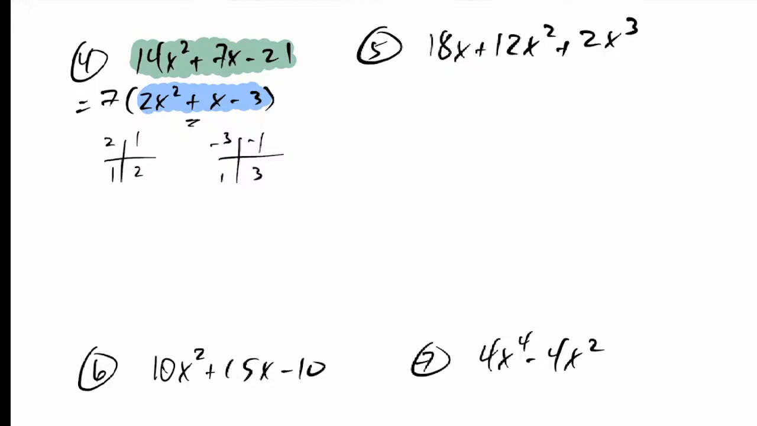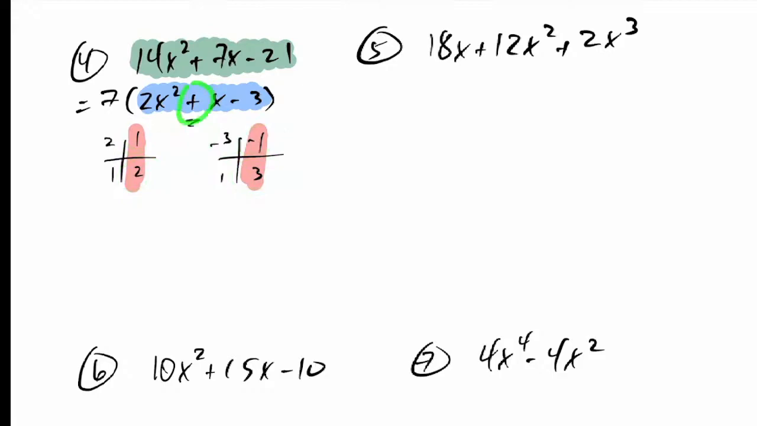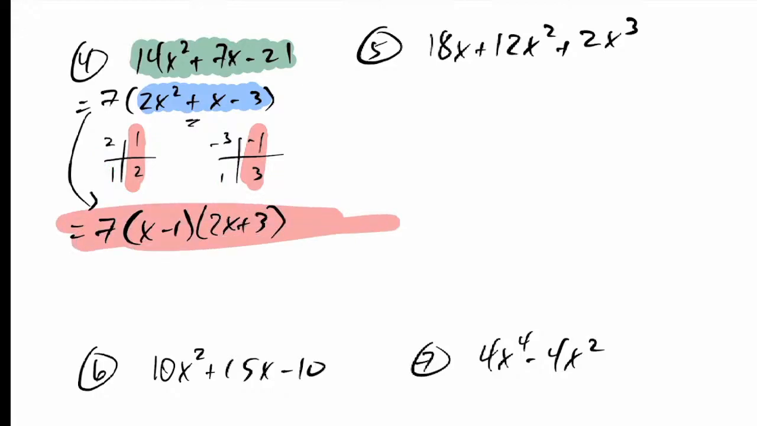So you'll notice here, if I take these two columns, I'm going to take a 1 and a 3. You multiply those together, you get 3. Then I'm going to take a 2 and a minus 1. Multiply those together, I get negative 2. If I add these together, I get my 1 that I wanted. So therefore, this is going to factor into 7, which I have to drop down from before. Then you read it from left to right. So this is going to be 1x minus 1, or x minus 1, and then 2x plus 3. And there's my answer for 4.